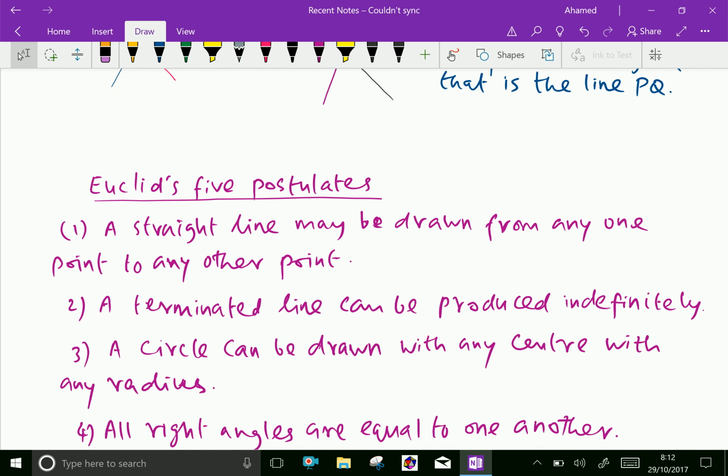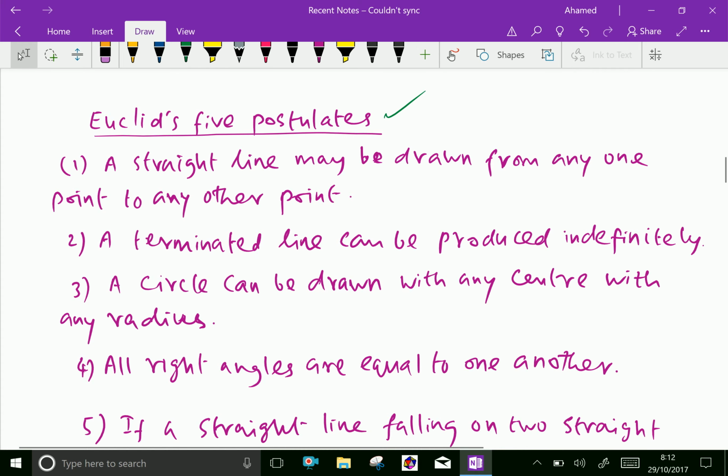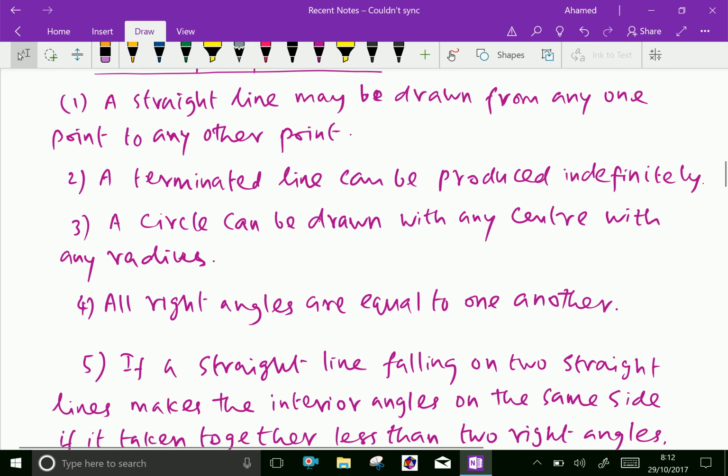Euclid's five postulates. A straight line may be drawn from any one point to any other point, meaning a starting point and an end point must be there. A terminated line can be produced indefinitely, meaning suppose one line is already there, we can extend that line from both ends. A circle can be drawn with any center and any radius. All right angles are equal to one another.